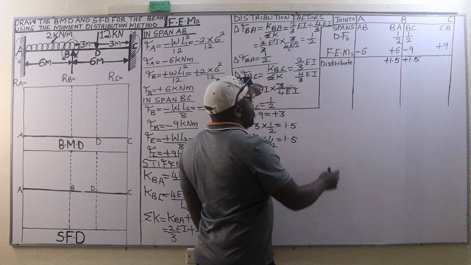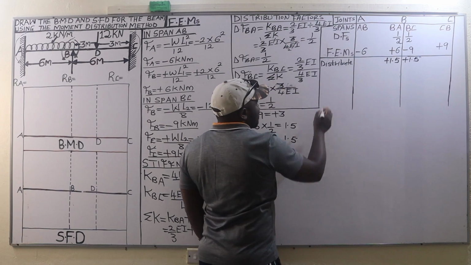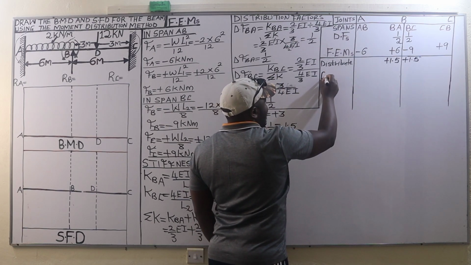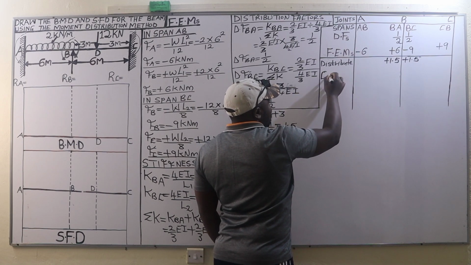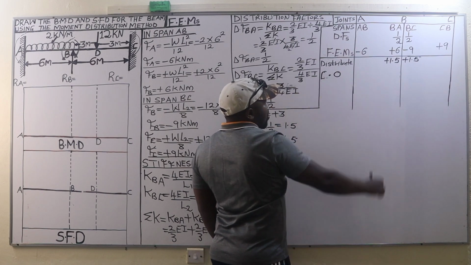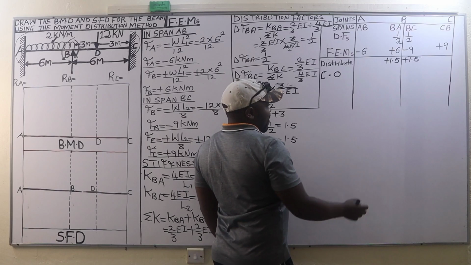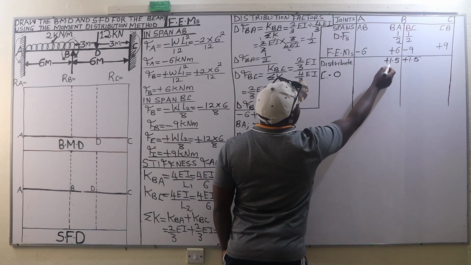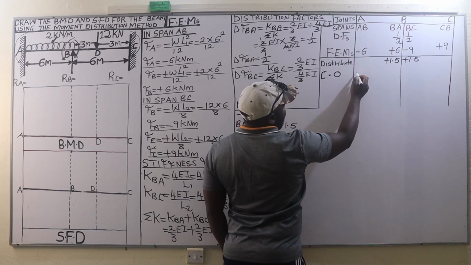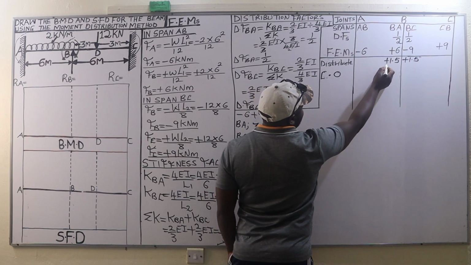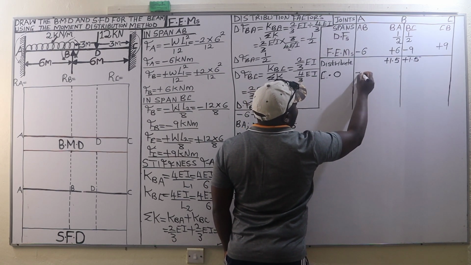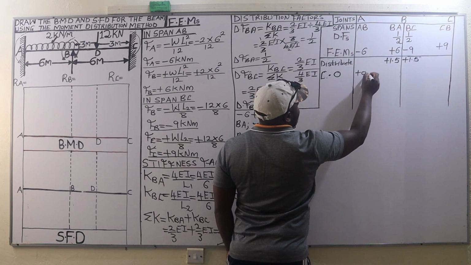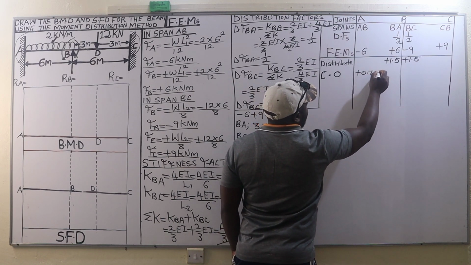Then after distributing on both members, we are going to carry over. Carry over, in short, we are going to write it as CO. So we are going to carry over half of this moment to the joint A on member AB. So when we carry over half of 1.5, we are going to have positive 0.75.